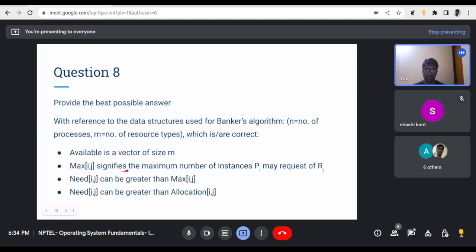Max ij signifies the maximum number of instances of resource rj that process pi may request. Need ij can be greater than max ij, and need ij can be greater than allocation ij. Which is or are correct? Anyone would like to answer? A, B. Okay.